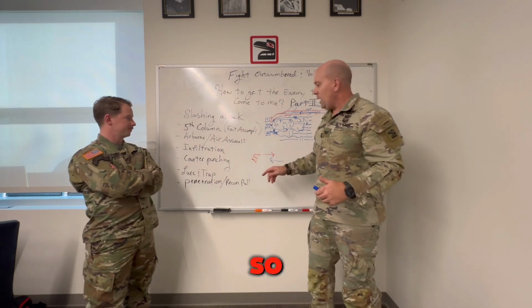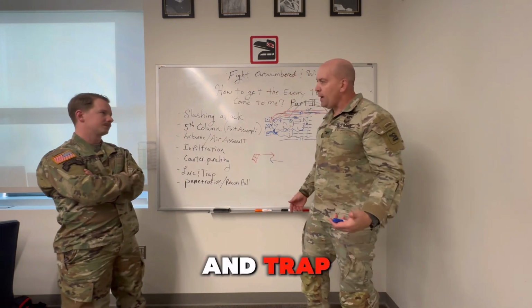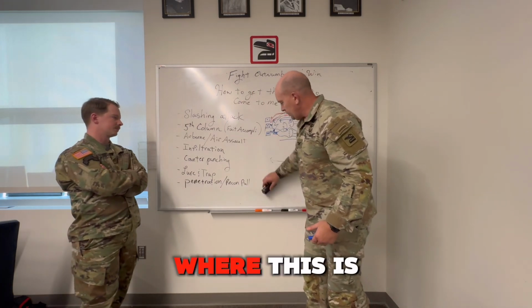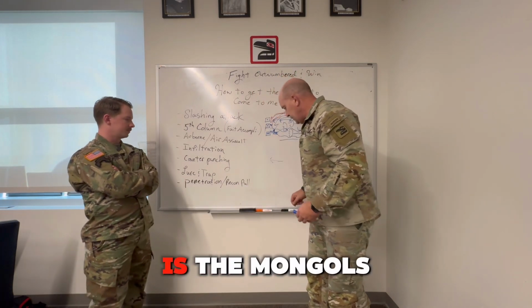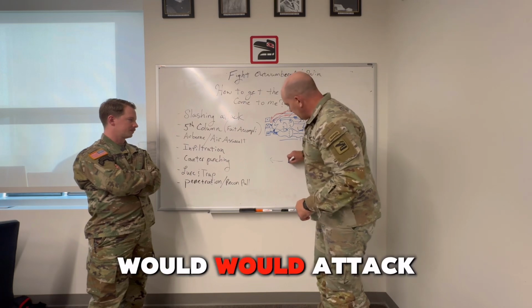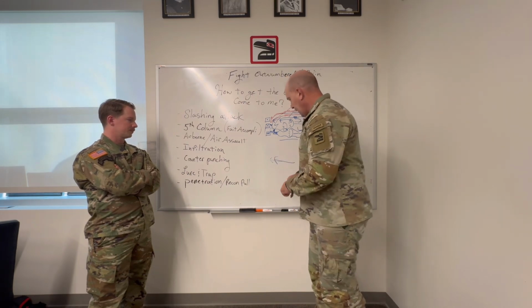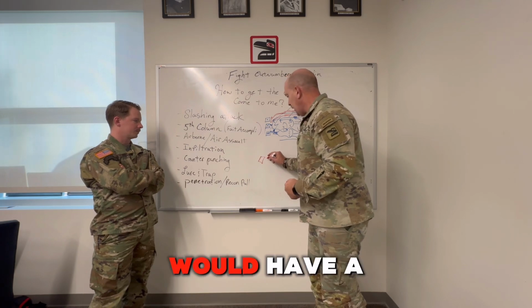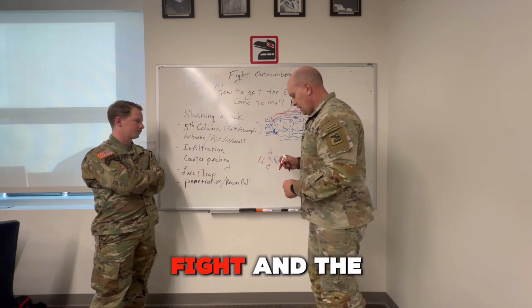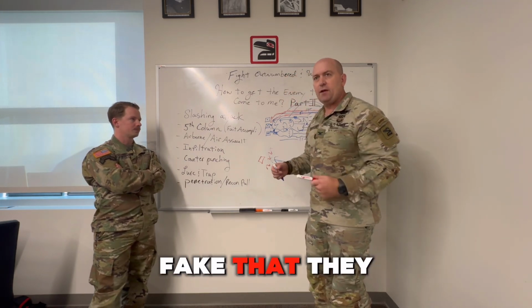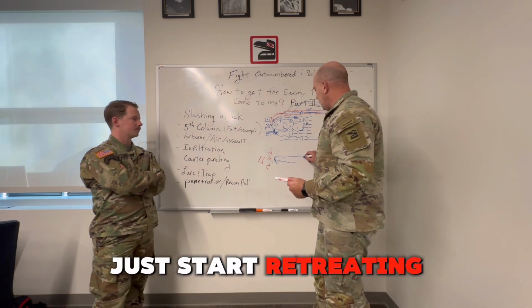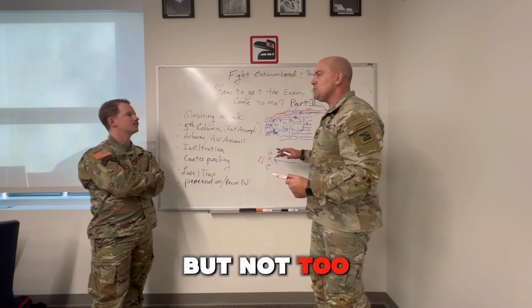Nice. And the Mongols would do this with the old lure and trap. The Mongols mastered that. This is the old Mongol trick: the Mongols would attack into the enemy. They would have a big fight, and the Mongols would then fake that they lost. And they would turn and just start retreating, not too fast, but not too slow.